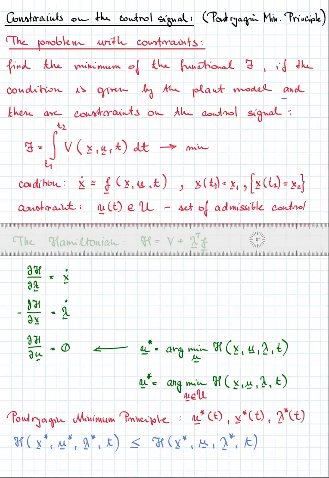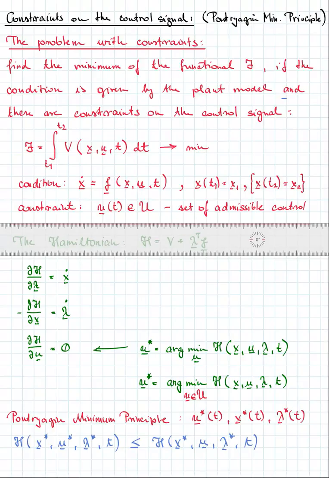So what is the problem now? The problem is more or less the same. Again, we have got a function denoted by J, which is the integral of the function V from time t1 to time instant t2. So we would like to minimize this cost. Second, we have got a condition, and this condition is a set of nonlinear ordinary differential equations. This is coming from the plant model, as in the last situation.